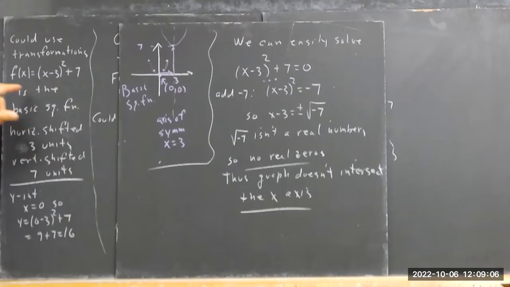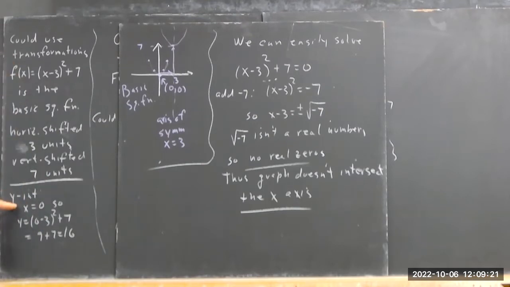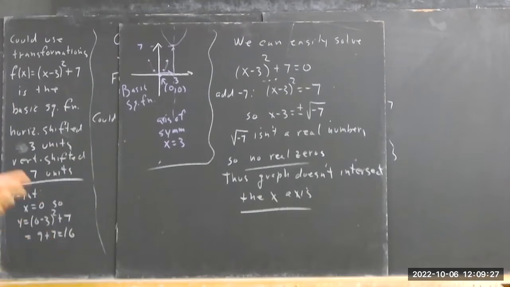But the way I constructed this graph was using transformations. This function is a basic squaring function, horizontally shifted 3 units because x is now replaced by x minus 3. And then we've added 7, which gives it a vertical shift of 7 units. In this form, we still get the y-intercept. We let x equal 0, we get negative 3 squared, which is 9, add 7, we get 16. So we get all the information we had before.